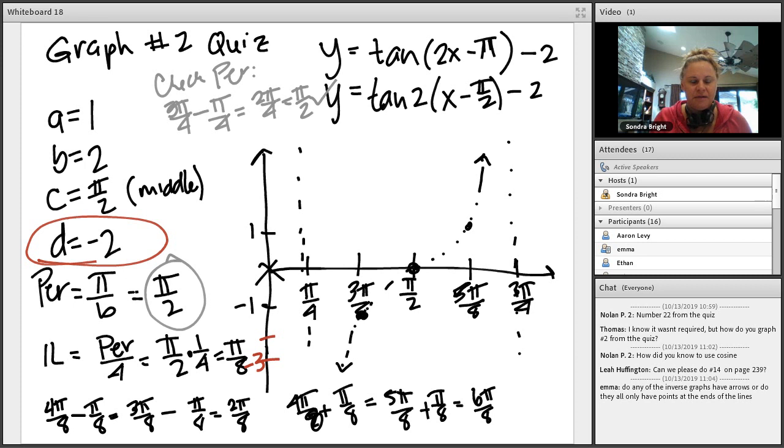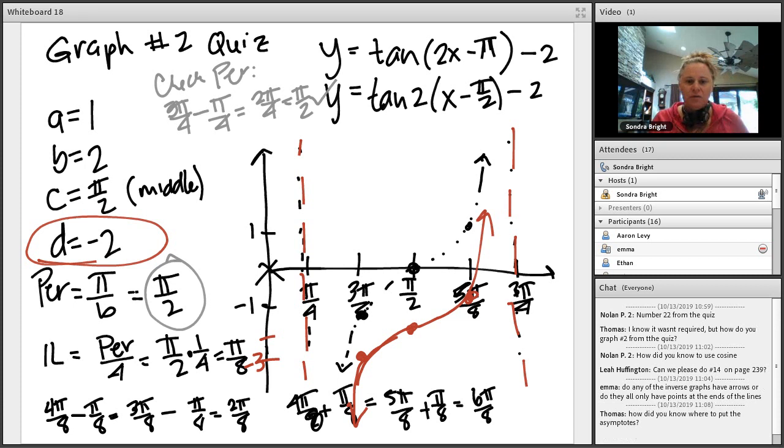And so your asymptotes will still stay the same. Asymptotes with a shift up or down doesn't change, but these points will. So the negative 1 will go down to negative 3. The 0 in the middle will go down to negative 2. And this guy will be at a negative 1. And so your graph would have looked like that.